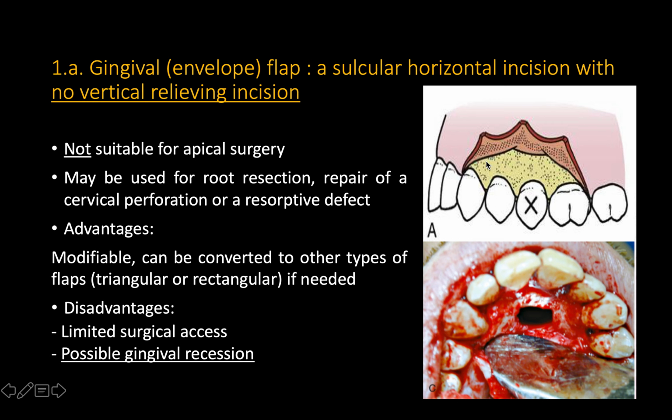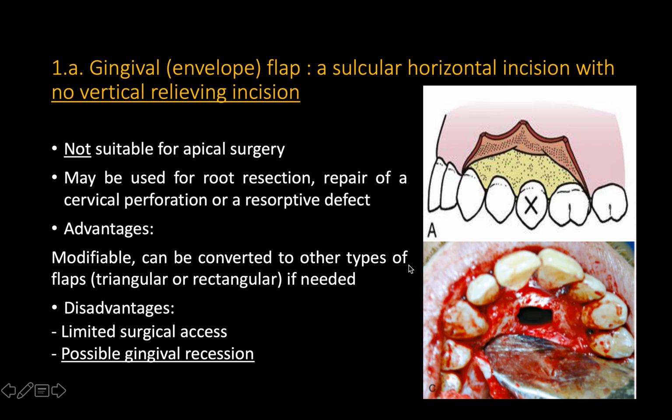We can use it sometimes to repair cervical defects, for example, cervical perforations of the root or cervical resorption, because we don't need access to the apical part of the root. And this is especially important in the palatal surface, if you're doing a surgery in the palate, to avoid the vertical relieving incision and to avoid damaging the major blood vessels that run in the palate, and to avoid bleeding. So we may just need to do a circular horizontal incision with no vertical relieving incisions.